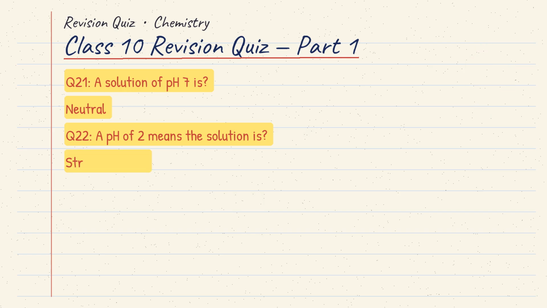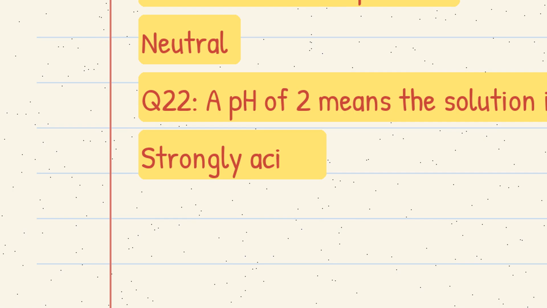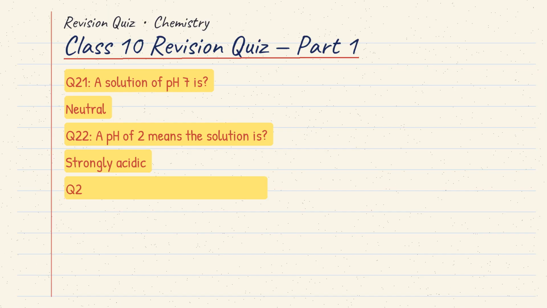The answer is strongly acidic. The lower the pH, the stronger the acid. Question 23. Chemical name of baking soda? Pause and think.